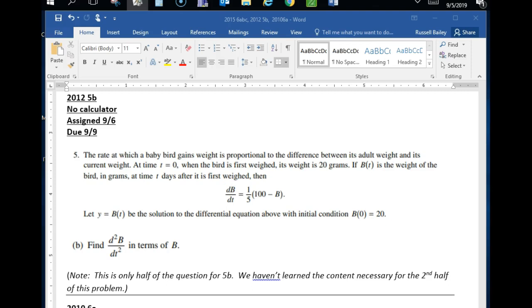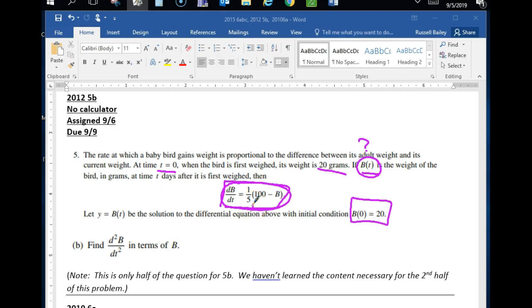All right, at time t equals 0, when the bird is first weighed, it was 20 grams. And that's what this means down here. B of 0 equals 20. At t equals 0, the weight is 20. So if B of t is the weight of the bird in grams at time t days after it's first weighed, then here's the derivative of B of t. So we have a function B of t, and then we have its derivative right here.